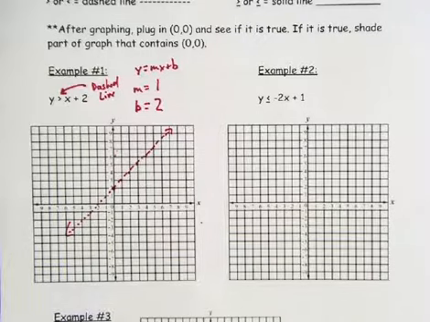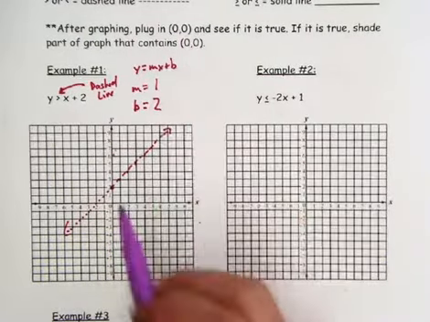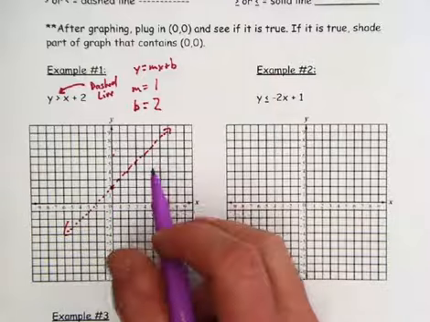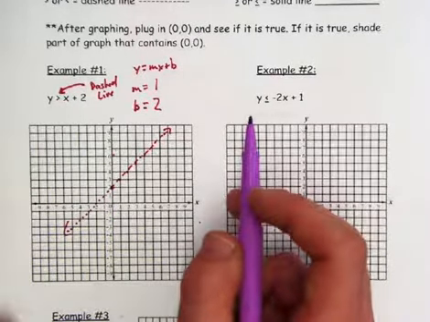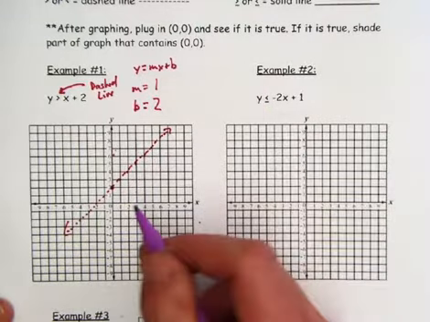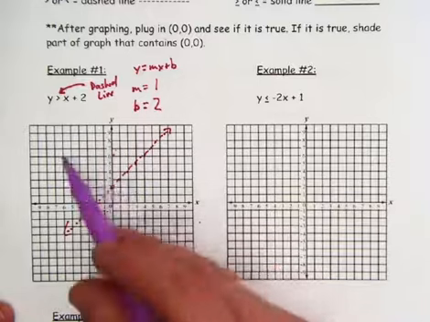Now, this is where it gets a little interesting. I'll use colors again to make this a little clearer. Now what we have to do is plug in 0, 0. You can see that 0, 0 is right here, so 0, 0 is on this side of the line. We have to see if it's true. If it's true, we're going to shade the part of the graph that contains 0, 0. If it's false, we're going to shade the other side.